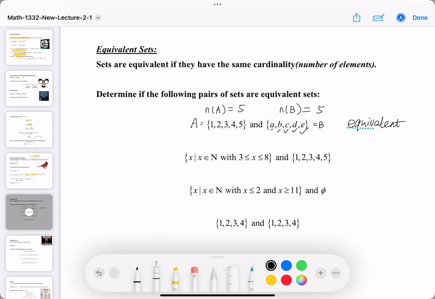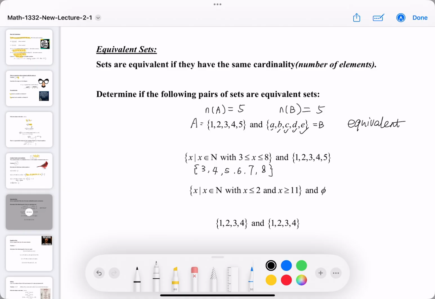How about the second one? For all the x such that x is a natural number with x greater than or equal to 3, less than or equal to 8. Let's use roster notation to write the set. This means x is starting from 3, 4, 5, 6, 7, 8.